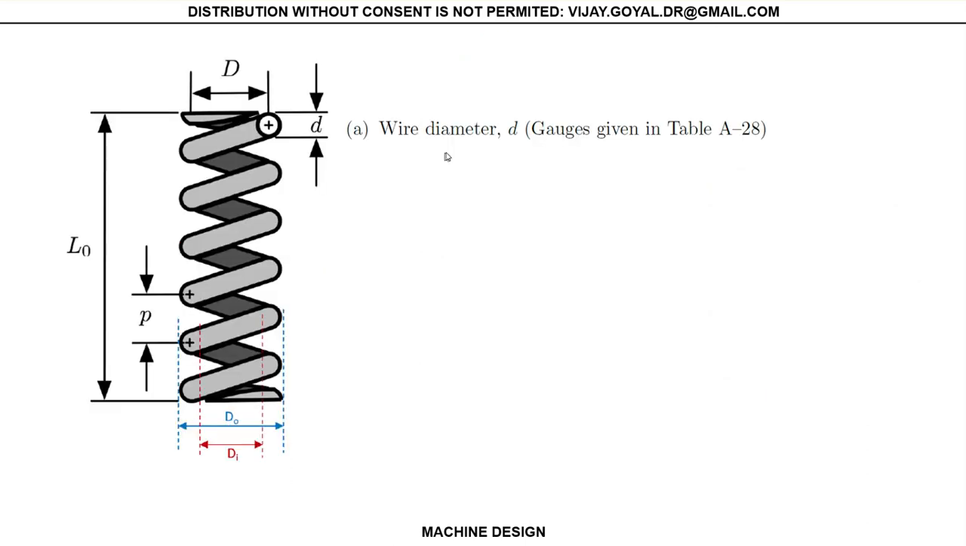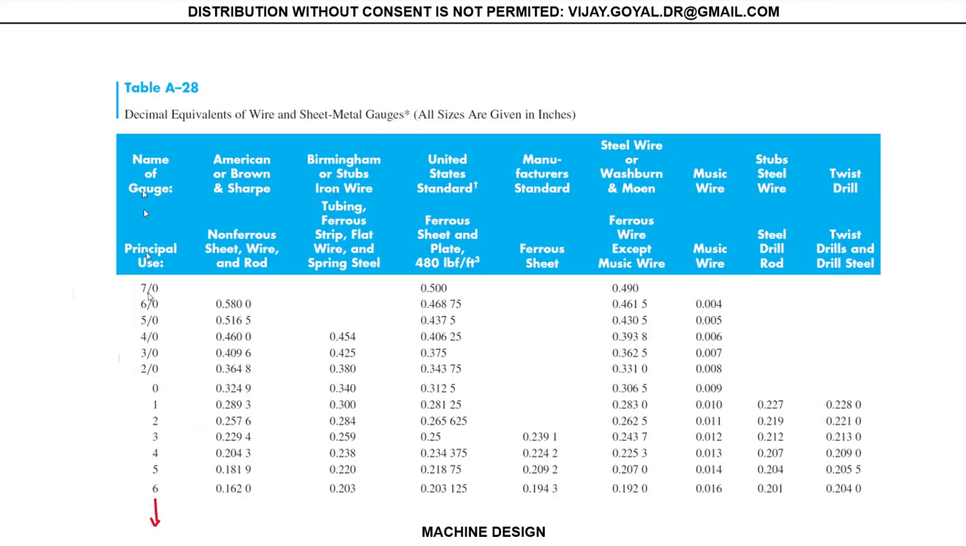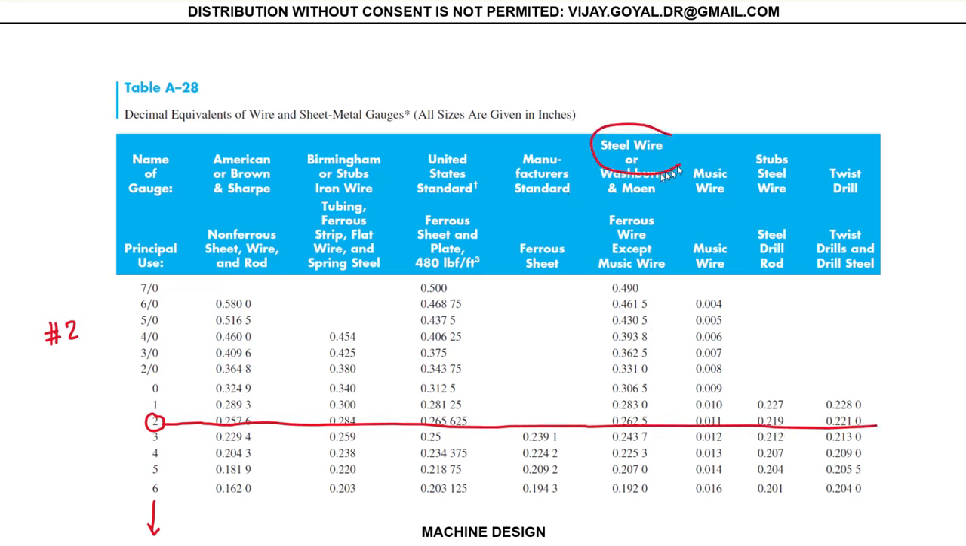So basically we want to find this wire diameter, and the wire diameter is going to come from your table A28, and this list is just a sample. You can keep on going down this table. Let's suppose I want to work with gauge number 2, right? Then you just go along this list and find which type of wire diameter you want. Let's suppose I'm working with steel wire. This is the most typical one that we work with. Then you can see that the wire diameter will equal this.